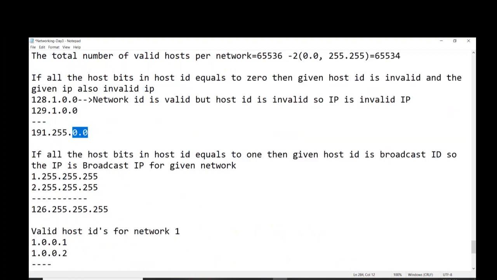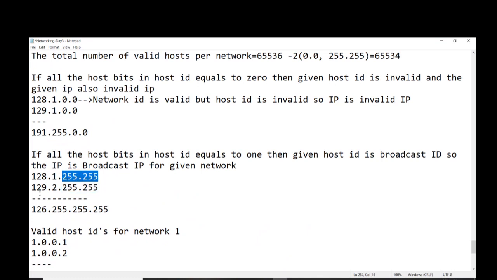Now if all the host bits in the host ID equal 1, then the given host ID is a broadcast ID, so the IP is the broadcast IP for the given network. Even if you take 128.1 and make the host bits all 1, it is a broadcast. We have to consider only the third and fourth octets. With 129 dot, suppose I write 2, I can write anything in the network part. We consider only the host part, so this is the broadcast.